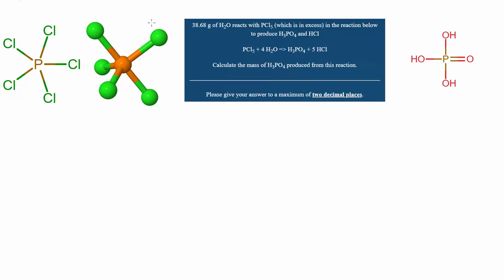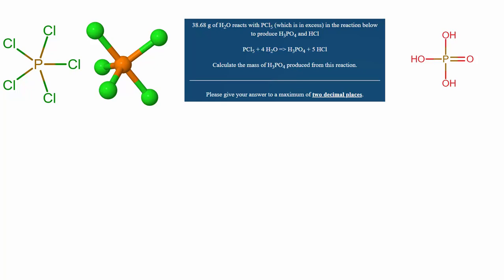What I actually have here as well is basically a sketch of the phosphoric acid, and over here we've got the phosphorus pentachloride. So this is just more of a sketch version and then a 3D version. Anyway, so what is the question actually asking us for? The question is asking us to calculate the mass of H₃PO₄ produced in the reaction.